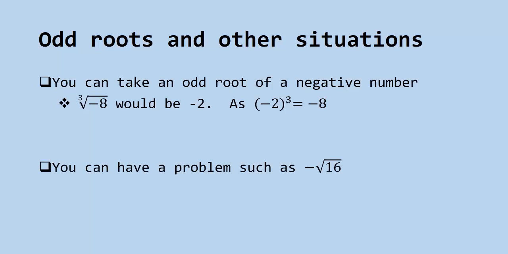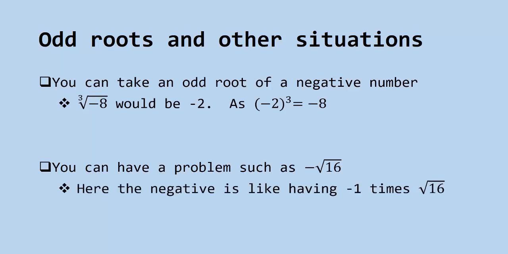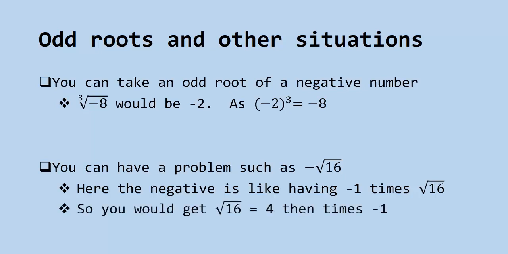You can have a problem such as the negative or opposite of the square root of 16. Here, the negative is like having negative 1 times the square root of 16. So you would get the square root of 16 is 4, and then times by negative 1. So the final answer in this case would be negative 4.